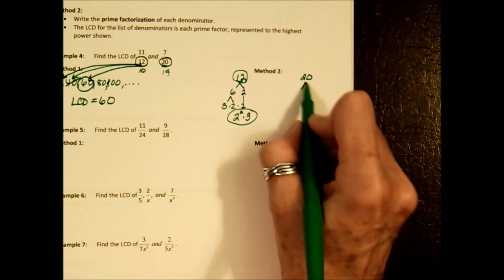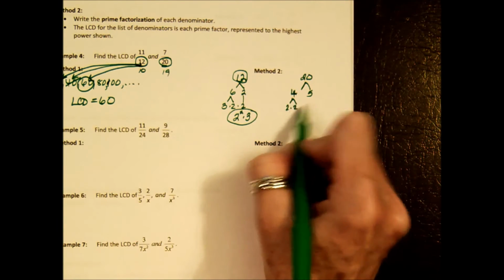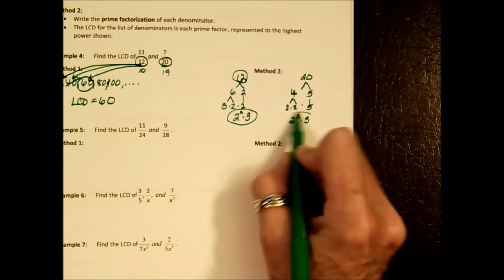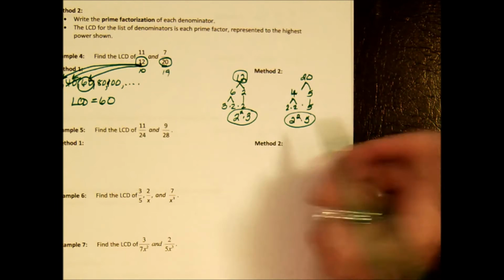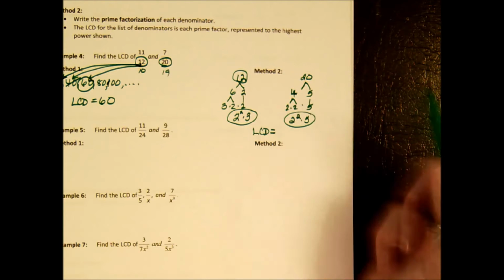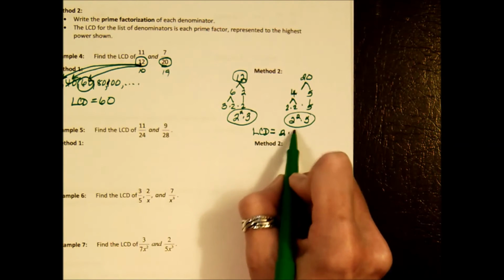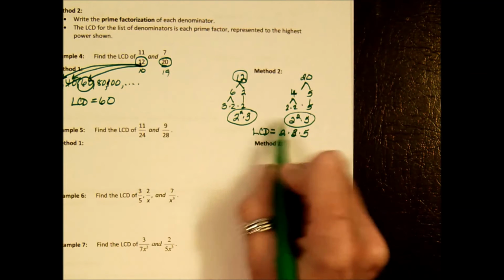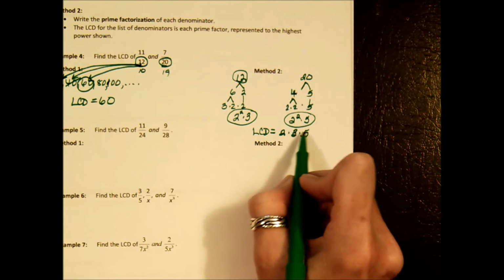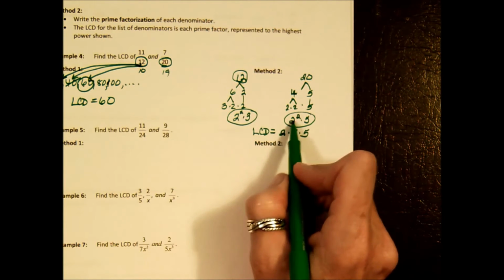We're now going to do the same thing with 20. That's a 4, 2, 2, and 5. So here I have 2 squared times 5 as the prime factorization. And now your LCD will represent each base. So I have to have a 2, a 3, and a 5 because those are the only bases that I have. And then the exponent on those bases is going to be the highest exponent shown.